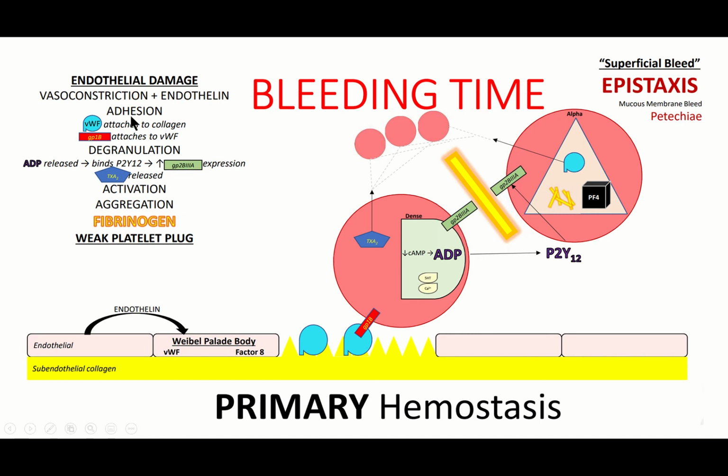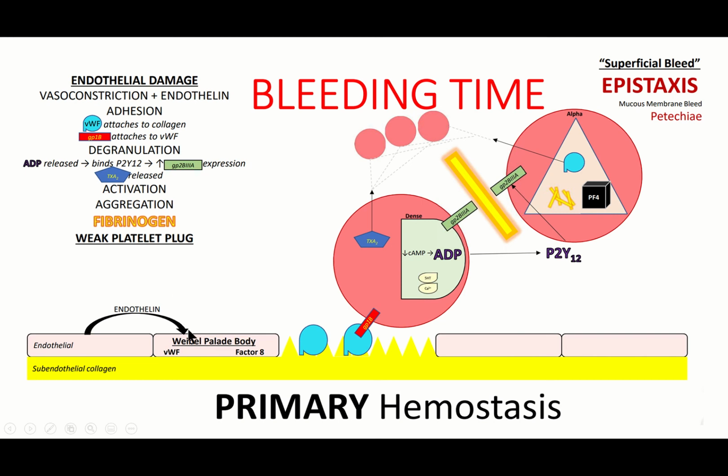So you're going to need to know what are the steps. They love asking what is the first step of hemostasis. So first step is going to be your endothelial damage. So if this is your endothelium, you have subendothelial collagen down here. You get endothelial damage, and that releases endothelin, right? So after your endothelial damage, you get vasoconstriction. That vasoconstriction causes release of endothelin.